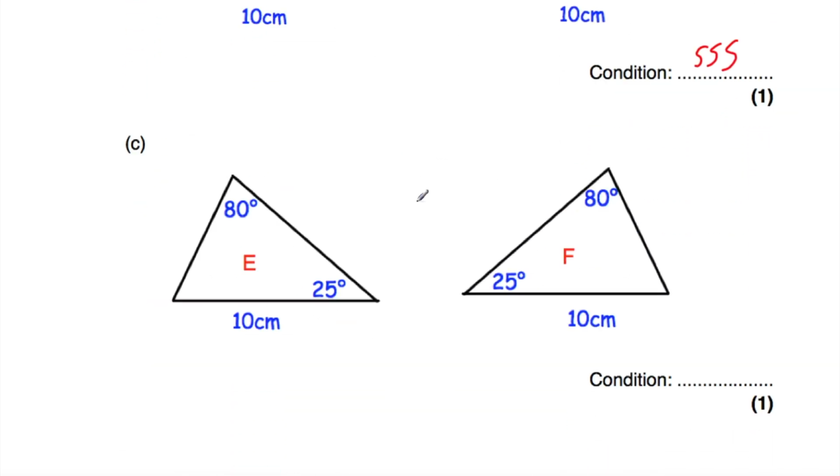Okay, then C. So part C, we've been given two triangles, E and F, and let's have a look at them. So in E, we've got an angle, and a side. And in F, we've got the same angle, and the same side. So it's going to be angle, angle, side. So that's another condition, angle, angle, side. You may have worked out the missing angle here to be equal to 75 degrees, and this angle will be 75 degrees, and you can say, well, it's going to be angle, side, angle, but I'd probably have a look at this and just say, well, they've given us angle, angle, side, so that'll be the condition there.